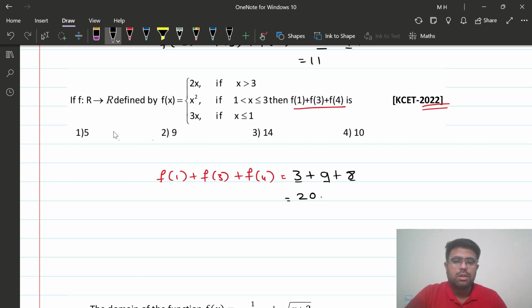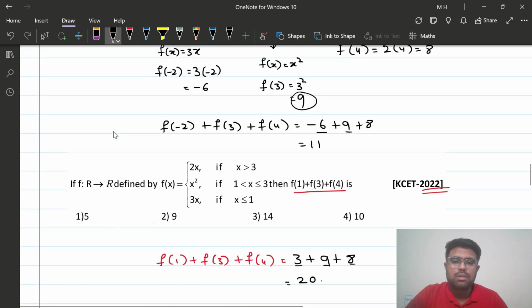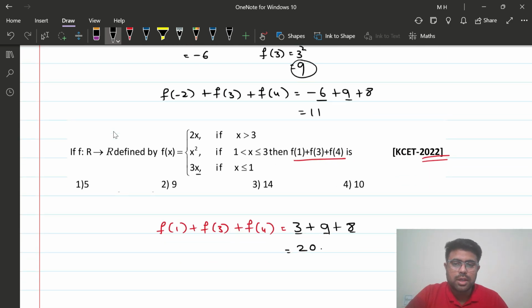Okay, what is f of 1 again? At 1 the function is 3x, so 3 into 1 is 3, fine. At 3, just a minute, at 3 the function is x square, so 3 square is going to be 9, absolutely fine.